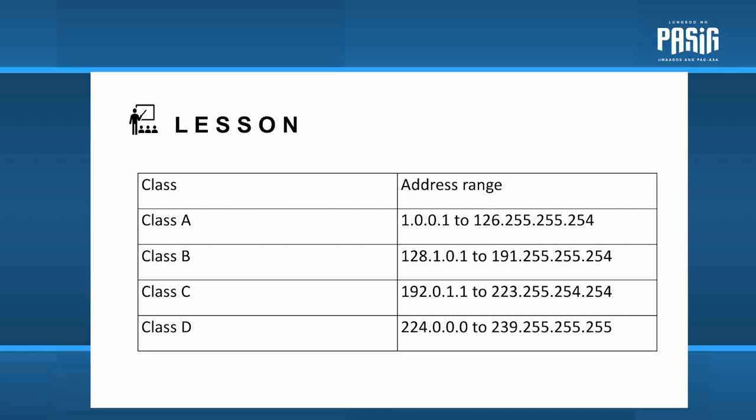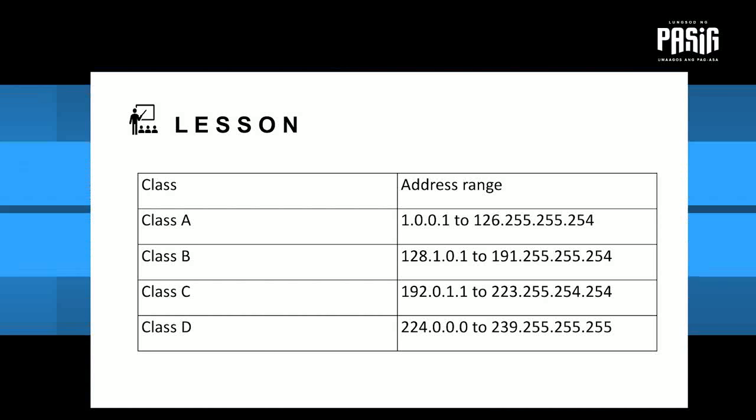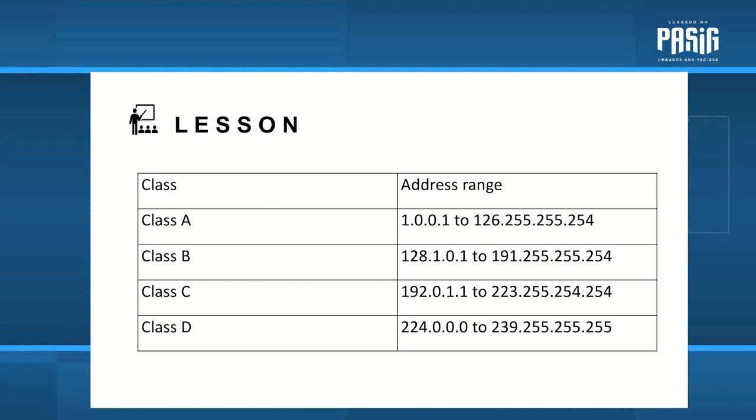There are 4 classes of IP: class A, B, C, and D, plus the others' range. Class A is 1.0.0.1 to 126.255.255.254. Class B is 128.1.0.1 to 191.255.255.254.